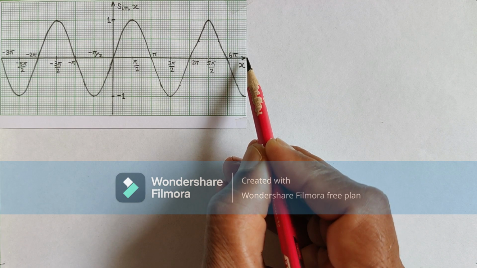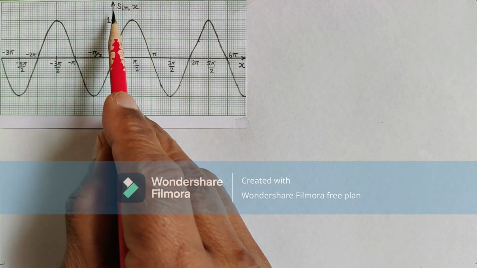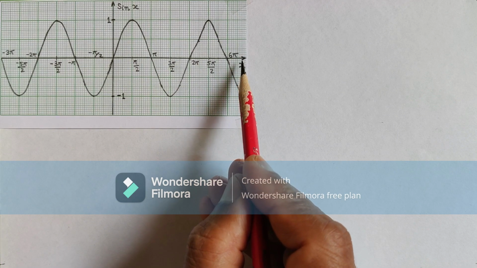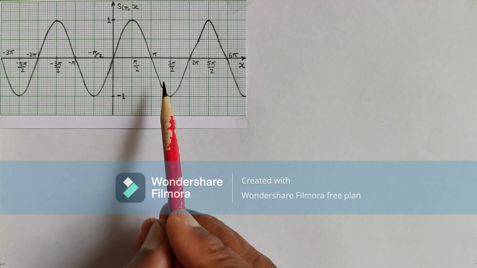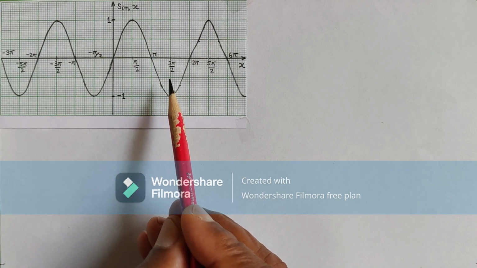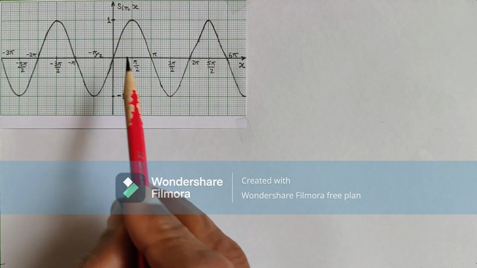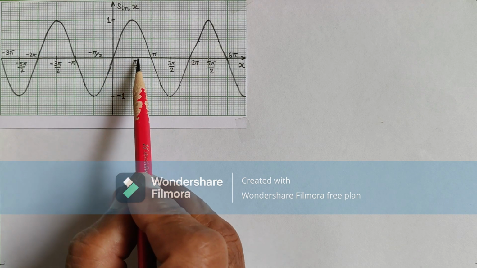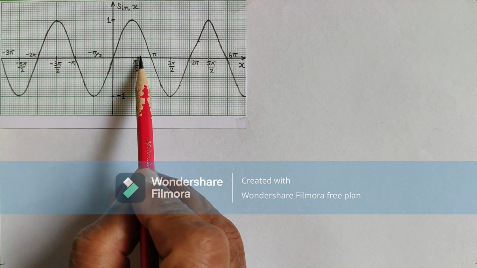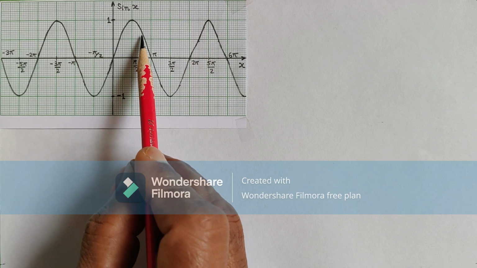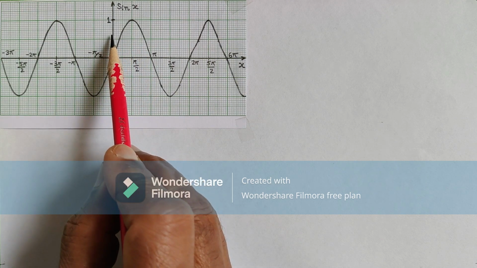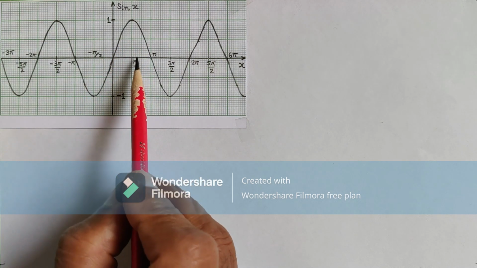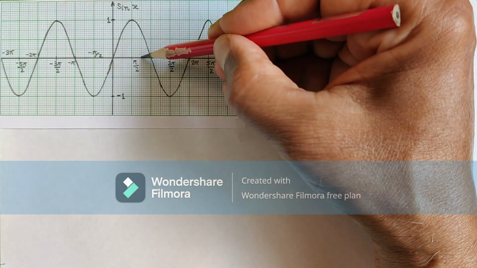This is a graph of x versus sin x, which means x is on the x-axis and sin x is on the y-axis. To find the value of sin x for any given value of x, we locate the value of x on the x-axis, draw a vertical line from that till we hit the sin x graph, and draw a horizontal line from there to find the value of sin x for a given value of x.